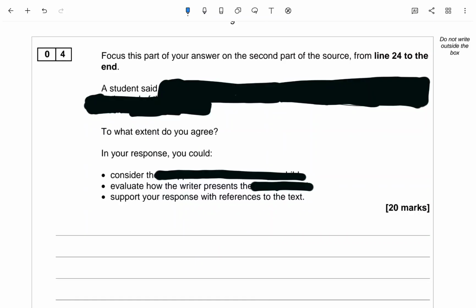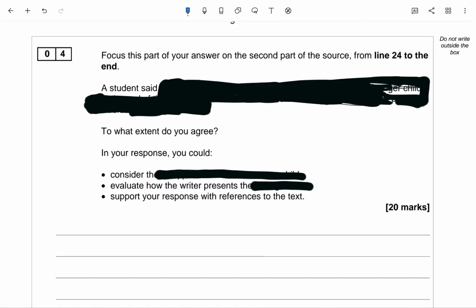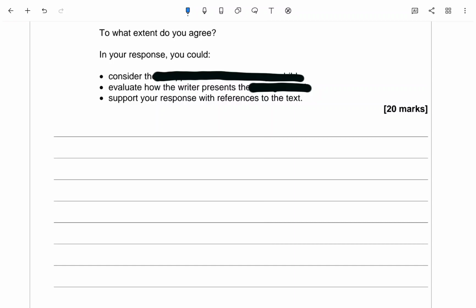Question 4. Now, question 4 will be from specific lines. So they will give you specific lines, for example, lines 24 to the end, and they'll provide you with a student statement, and they'll ask you to evaluate. And it will always be, to what extent do you agree? Okay, so when they ask this, you need to ask yourself, do I agree with it? And if so, to what extent?